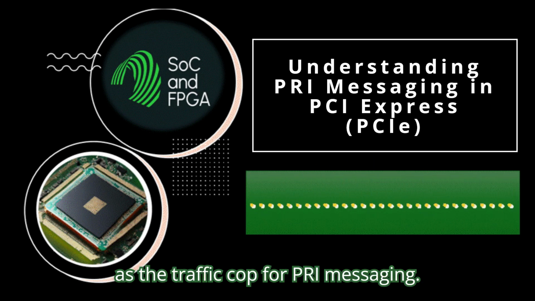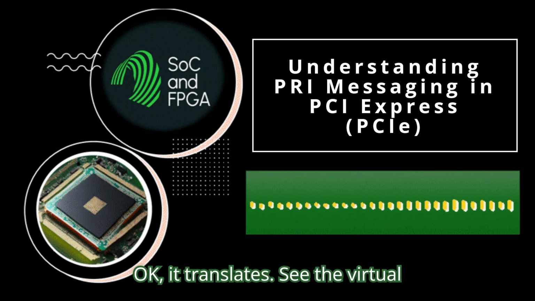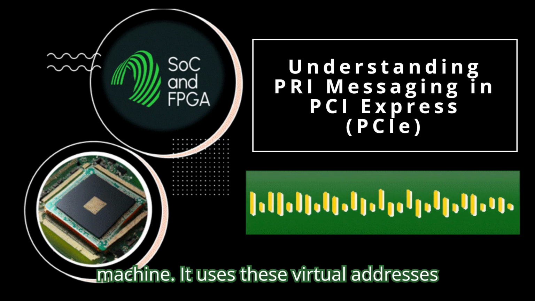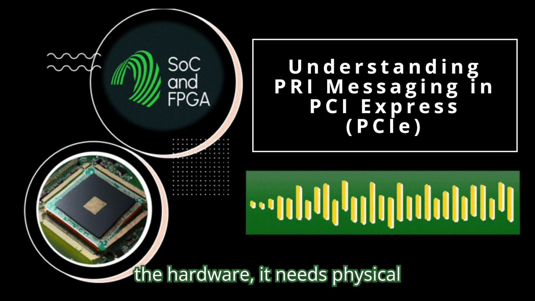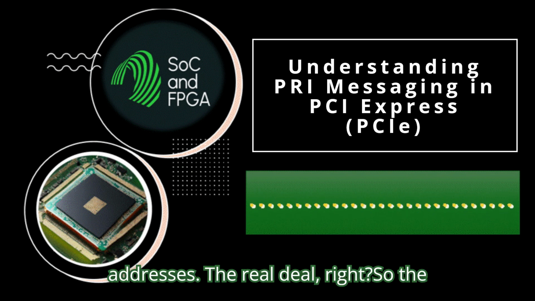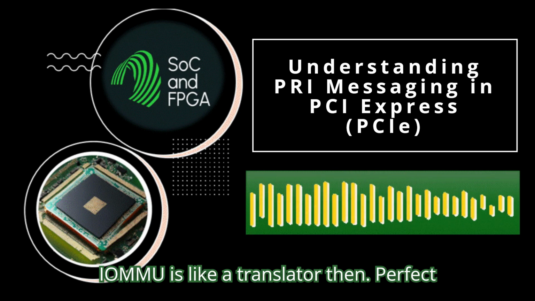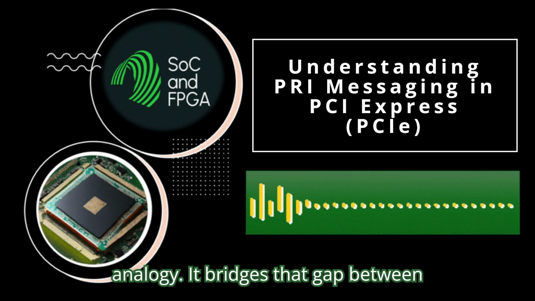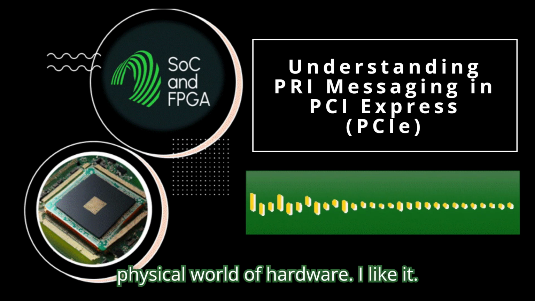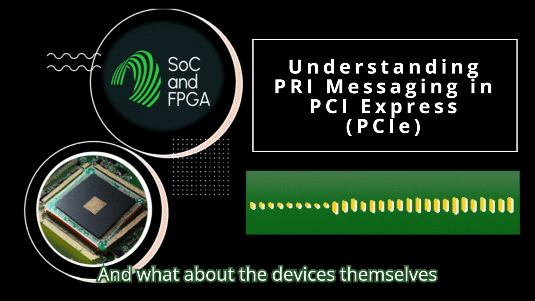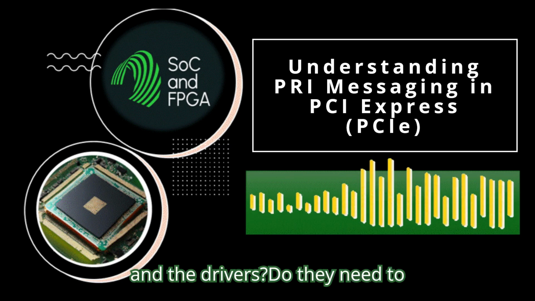Think of it as the traffic cop for PRI messaging. It translates. The virtual machine uses virtual addresses, like a made-up map of where data is. But the hardware needs physical addresses, the real deal. Right. So the IOMMU is like a translator then. Perfect analogy. It bridges that gap between the virtual world of software and the physical world of hardware. I like it. And what about the devices themselves and the drivers?